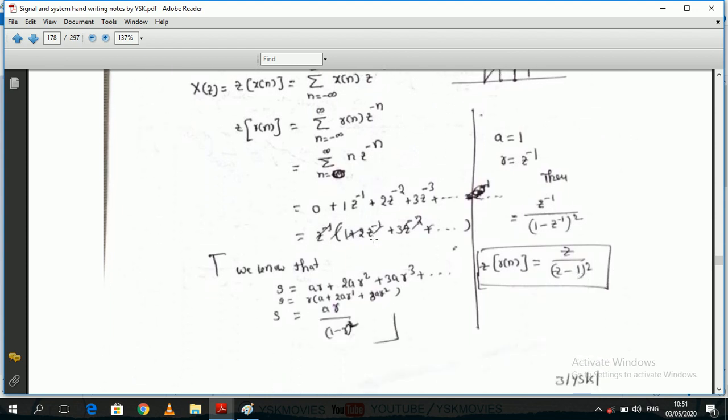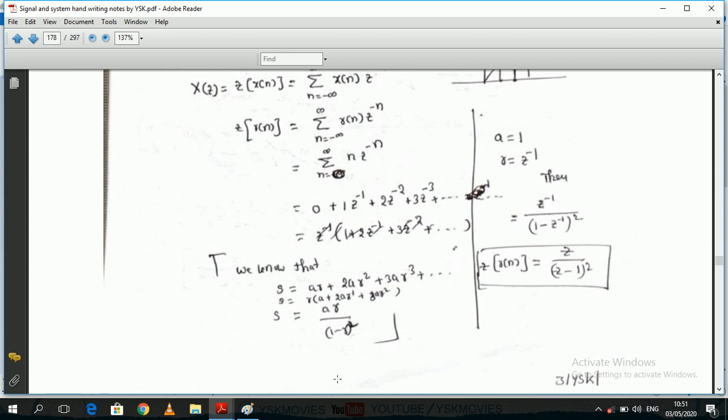0 plus 1 into z inverse, plus 2 into z power minus 2, plus 3 into z power minus 3, like this. And you observe there is a series formula: a r plus 2 a r square plus 3 a r cube. If you take a r as common, then a r times (1 plus 2 r plus 3 r square). Then what is the sum of the series formula? S is equal to a r by (1 minus r) whole square. So here, you just observe this sequence and compare it, and you can get the values a equal to 1 and r equal to z power minus 1.